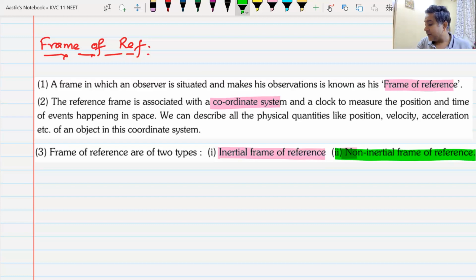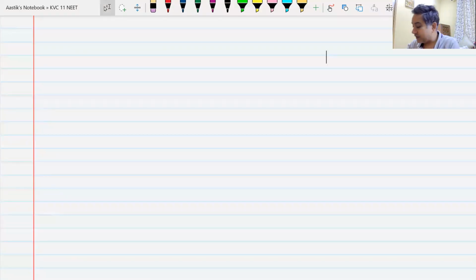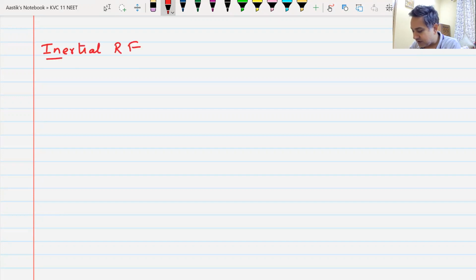Then the first type of reference frame is known as an inertial reference frame. Up till now, whatever we were doing was from an inertial reference frame. Inertial reference frame. Inertial RF. Inertial reference frame. Now, how do we define inertial reference frame?